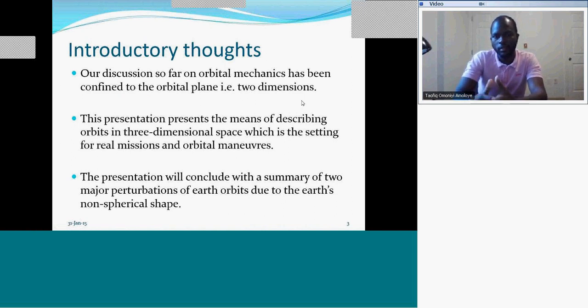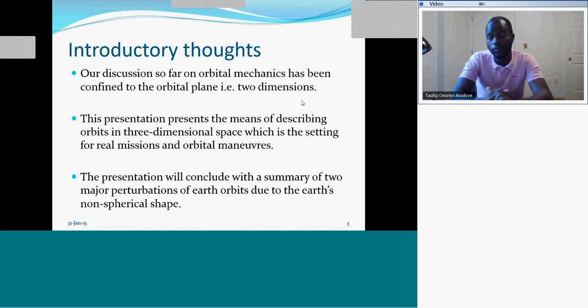With our discussions so far, Orbital Mechanics A313 was confined to the orbital plane. That is, everything we were talking about was just in two dimensions. The gravitating body and the orbiting body were all, their motions were all in the orbital plane, confined to two dimensions. So this presentation will present the means of describing such orbits in three-dimensional space, which is of course the setting for real orbital maneuvers.